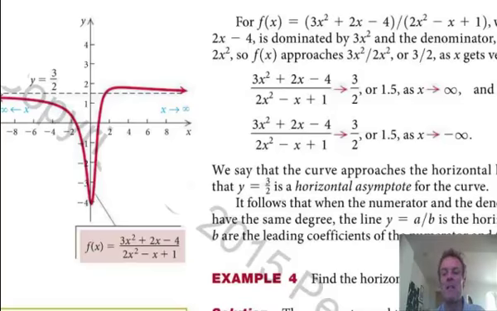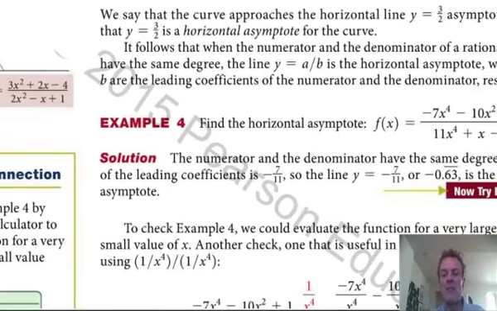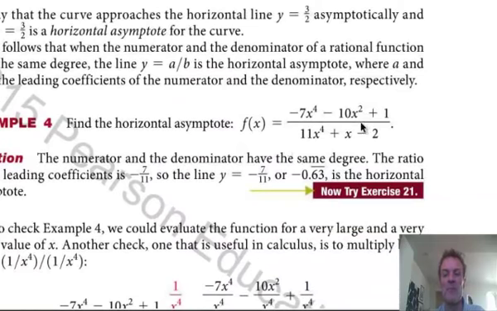Let's have a look at the next one. I can see for this one, x to the fourth, the horizontal asymptote is going to be negative 7/11. There it is, negative 7/11. It's just there. So I'm going to show you the general rules.